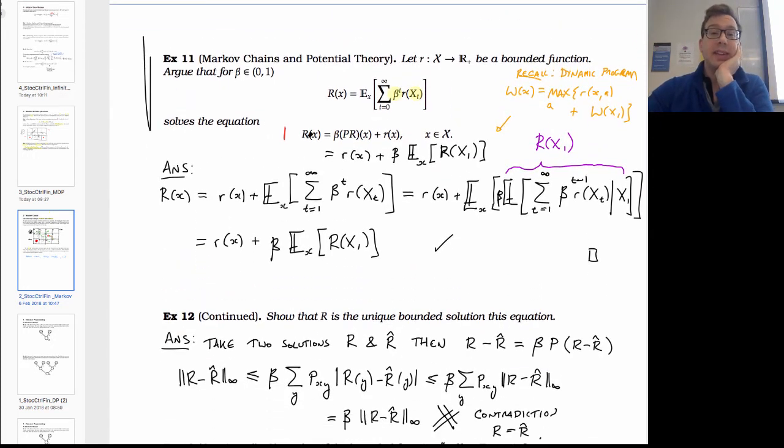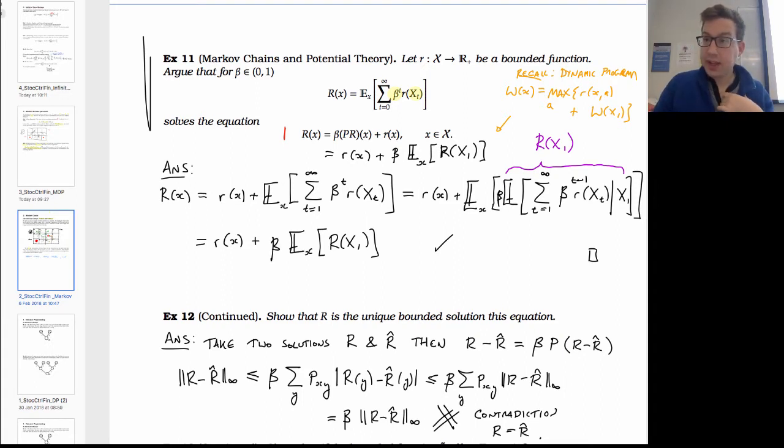So let's think about this. If I think of X as being a finite set, I can think of P here being a matrix. I've essentially got a vector equal to a matrix times a vector plus a constant vector. So if I was given the reward function, little r of x, and the discount factor, and the transitions of the Markov chain, I can solve for R of x essentially by solving a set of equations for matrices and vectors.